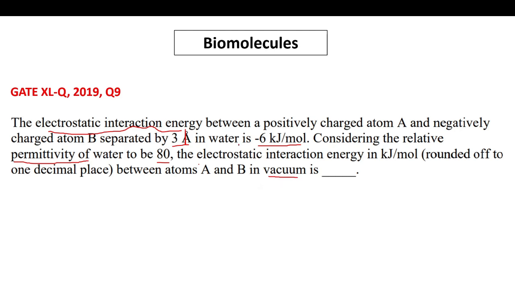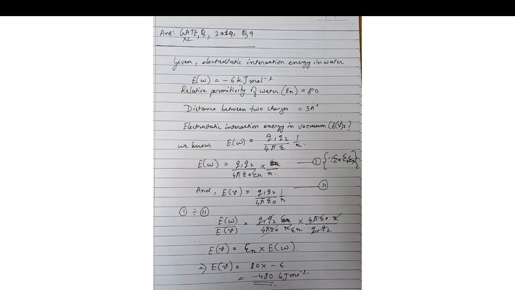The electrostatic interaction energy in water is already given as minus 6 kilojoule per mole. So what are the given things? First we need to write them. The electrostatic energy in water is minus 6 kilojoule per mole. The relative permittivity of water, epsilon r, is 80. The distance between the two charges is 3 angstrom. And the electrostatic interaction energy in vacuum is what we need to find.